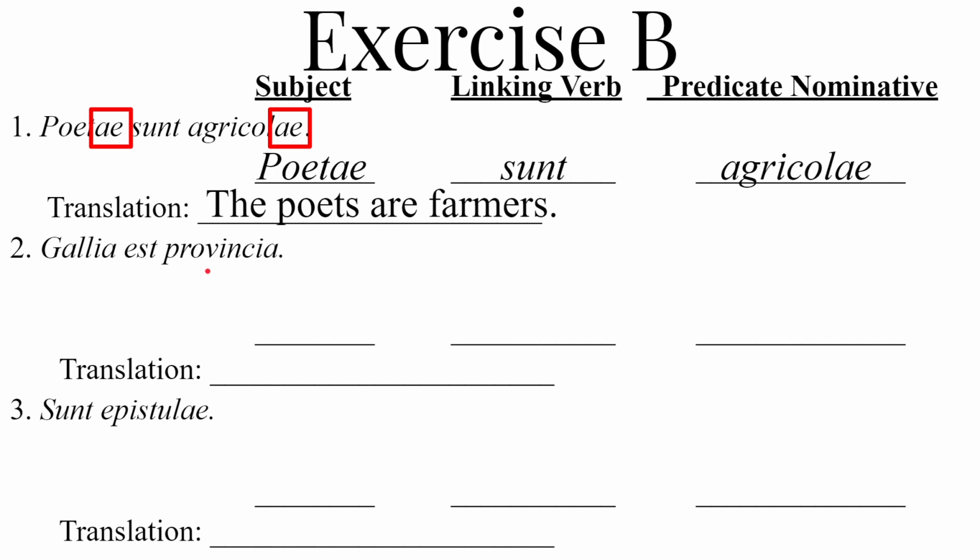Remember that Latin has no definite or indefinite articles, or at least classical Latin does not. So you could say Gaul is a province or Gaul is the province, and that depends upon context. Context is key.